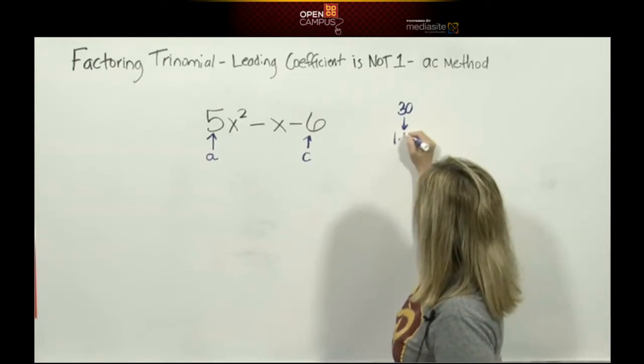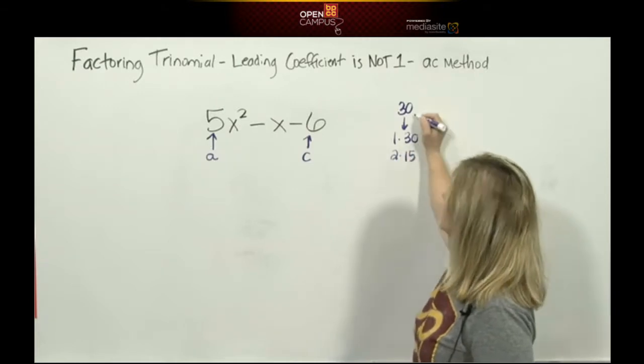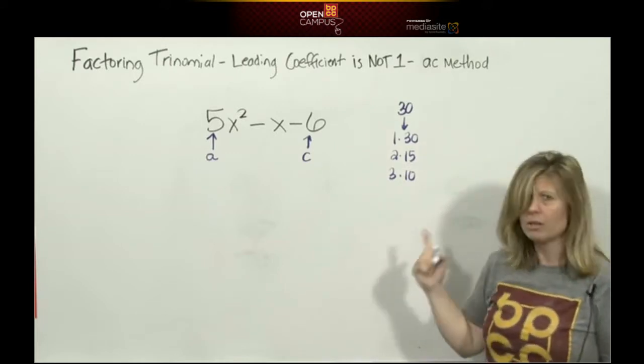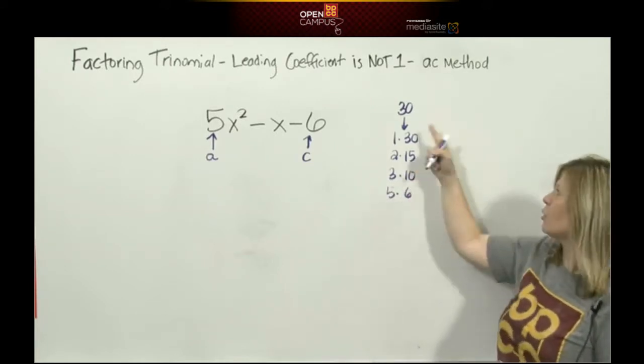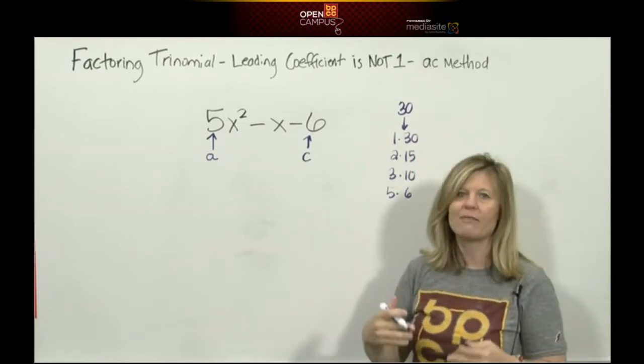So that's 1 times 30. 30 is even, so it's 2 times 15. It's a multiple of 3. It's 3 times 10. No 4, but it is 5 times 6, and you already got 6, so you know you're done. Okay, so as long as you list your factors in numerical order, you'll never miss one.